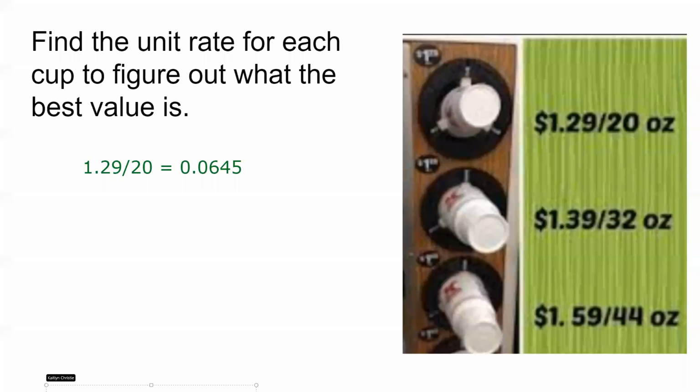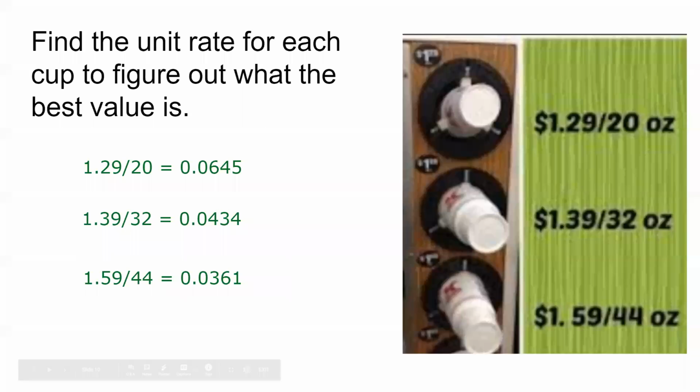If you're stuck or confused on what to do, this is the answer for that first cup there. So we're taking 1.29 divided by 20. And if I put that into my calculator, this is my answer. And so that's going to be my unit rate. For every 1 ounce, it costs me a little bit more than 6 cents. So pause the video and try out those last two if you have not done so already.